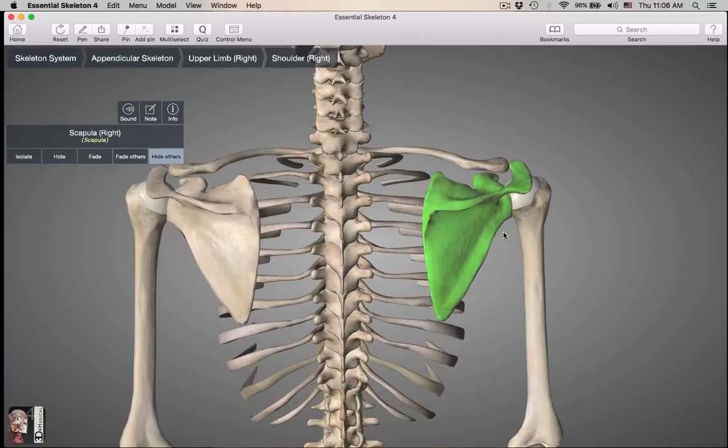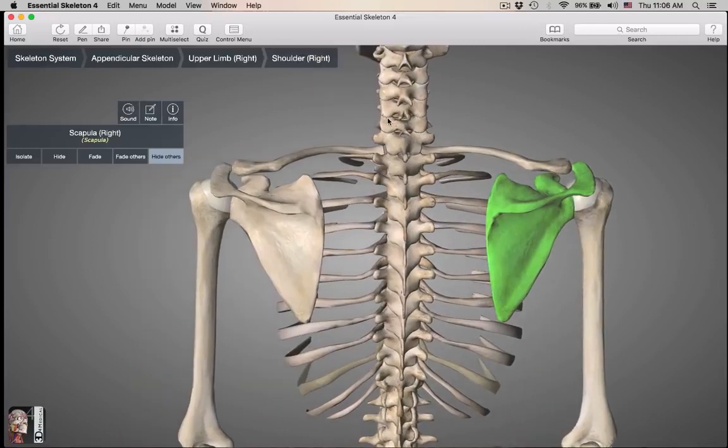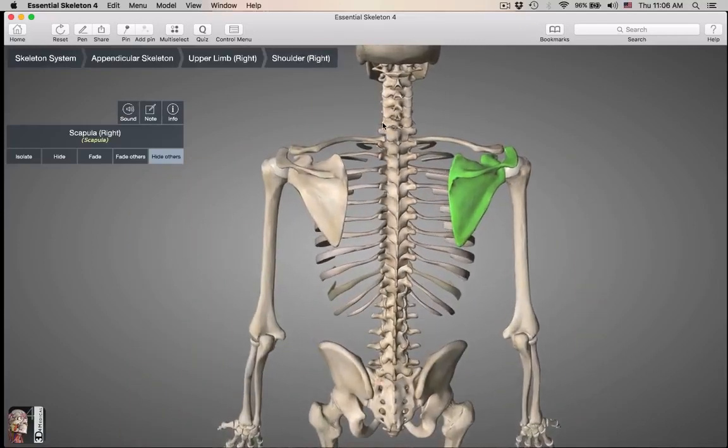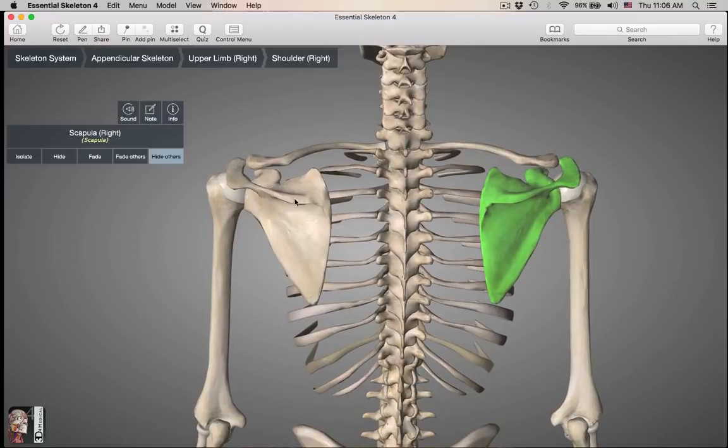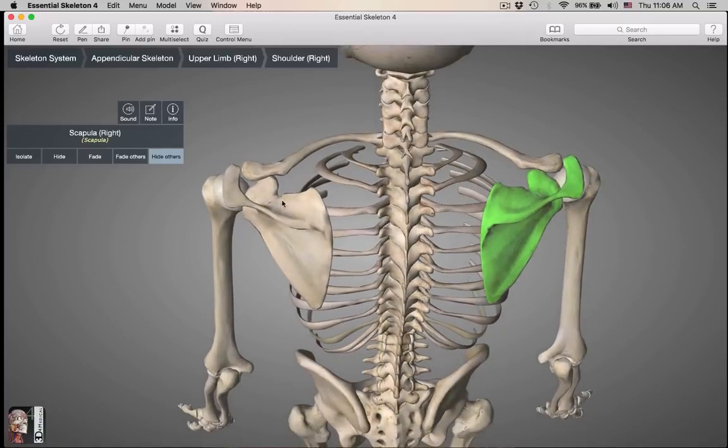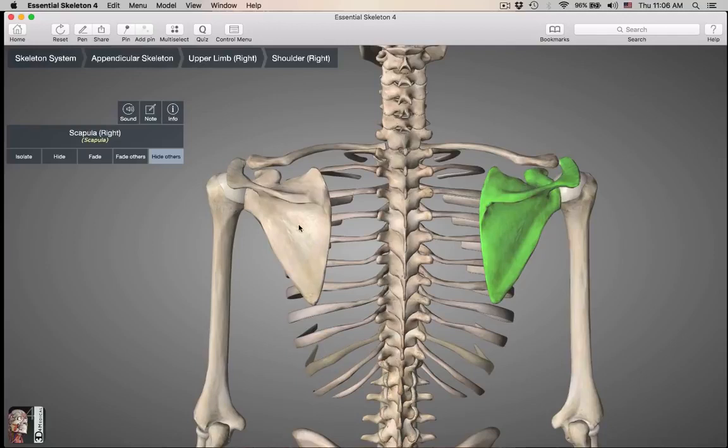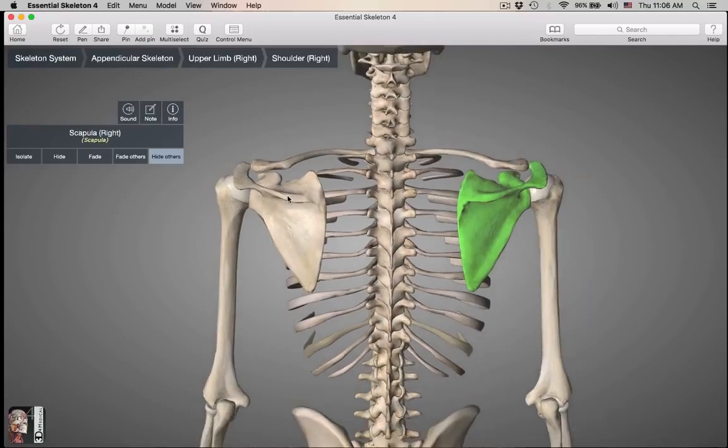Supraspinous fossa. That word is telling you exactly where it is. Supra, superior to, spinous, the spine, and it's a fossa. Remember, a fossa is a shallow basin. So this is going to be your supraspinous fossa, superior to the spine. Then you have an infraspinous fossa, inferior to the spine. So this is the infraspinous fossa.